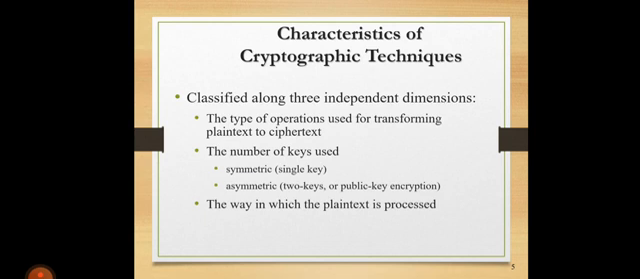In case of symmetric key, a single key can be used for sharing the message between the sender and receiver. Whereas, in case of asymmetric key, 2 keys are used for sharing the message between the sender and receiver. They may be a private or public key. It is also termed as public key encryption. The third dimension is the way in which the plain text is processed.